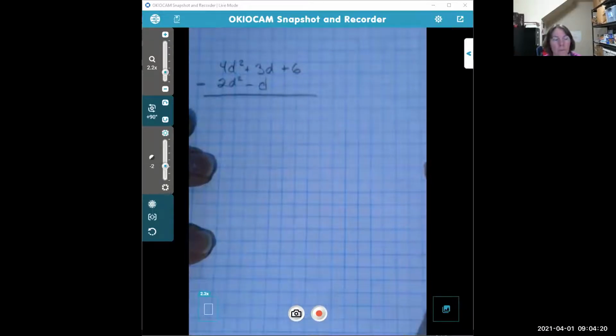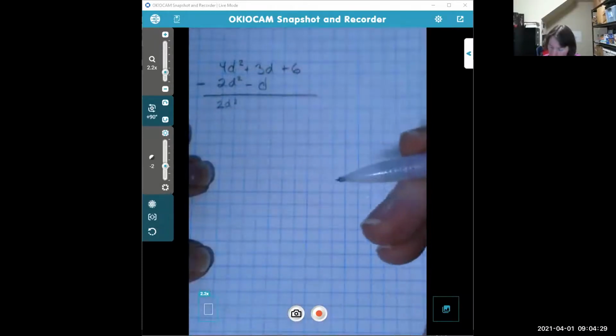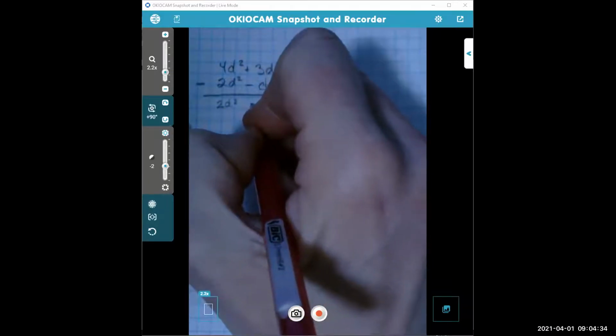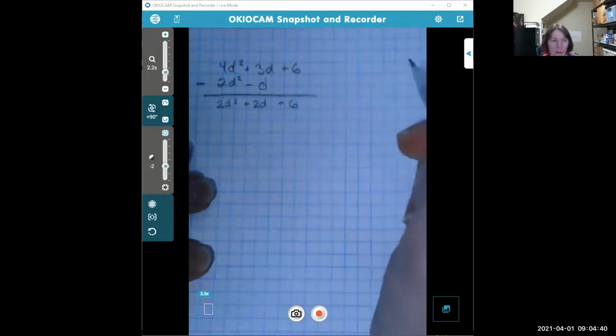Yeah. So I got 2d squared, plus 2d, plus 6. Okay.